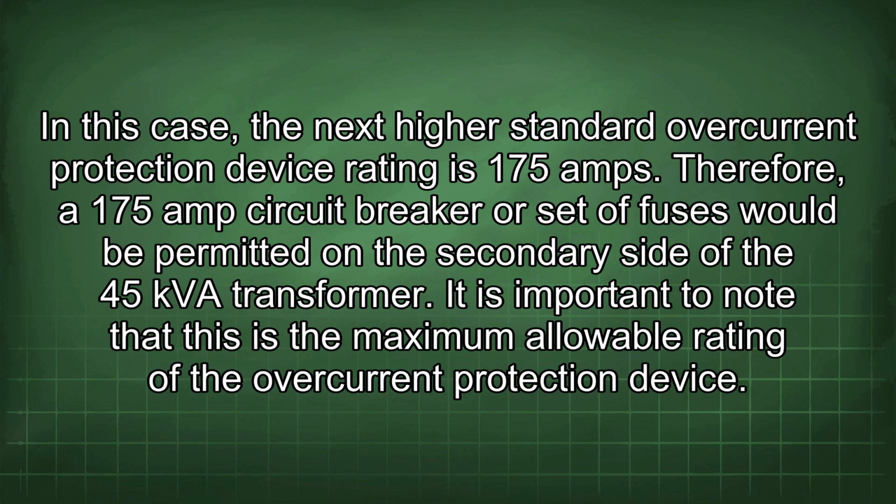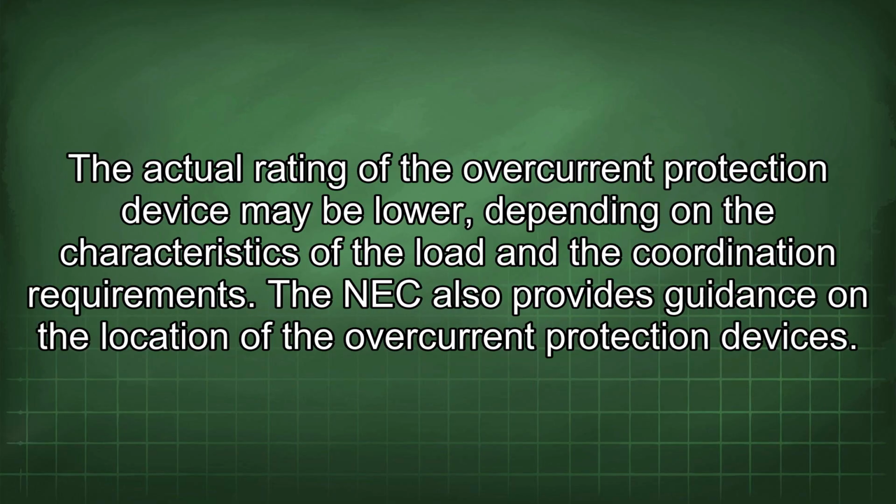Therefore, a 175 amp circuit breaker or set of fuses would be permitted on the secondary side of the 45 kVA transformer. It is important to note that this is the maximum allowable rating of the overcurrent protection device. The actual rating may be lower, depending on the characteristics of the load and the coordination requirements.